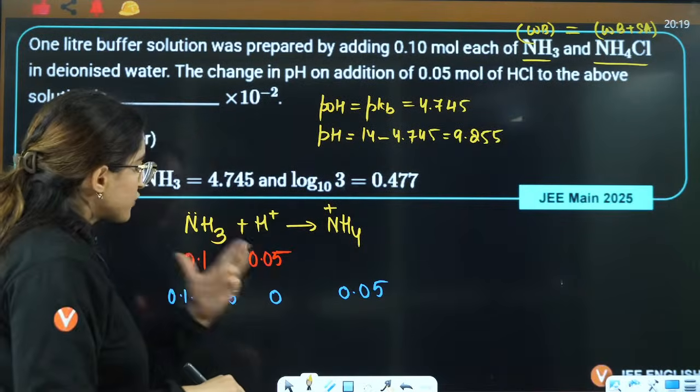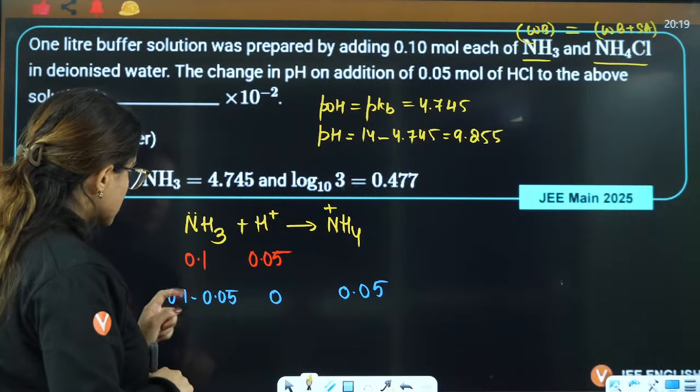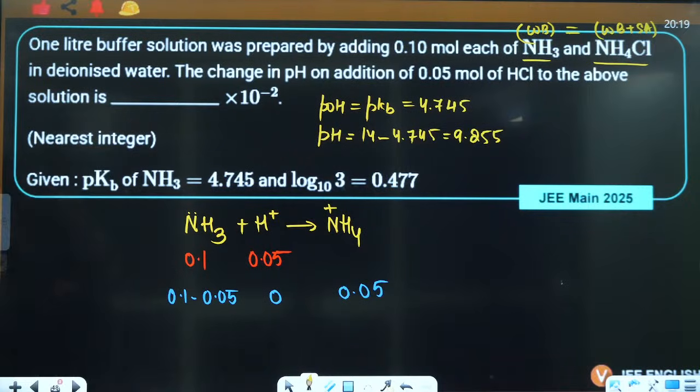Here the H positive concentration will be this. This is 0.1 minus 0.05. This is your base calculation here. Now let's understand in this fact how we answer it.